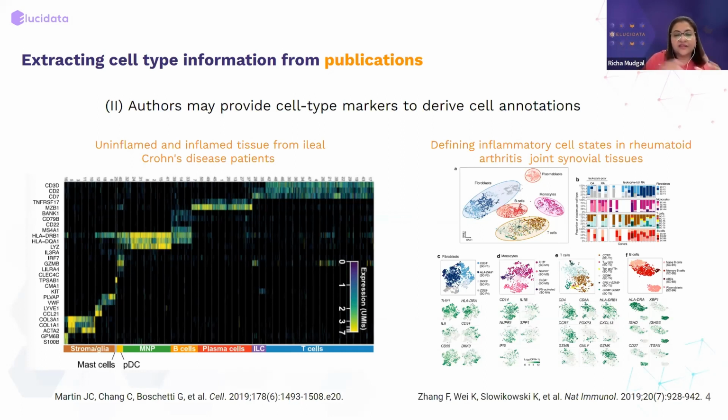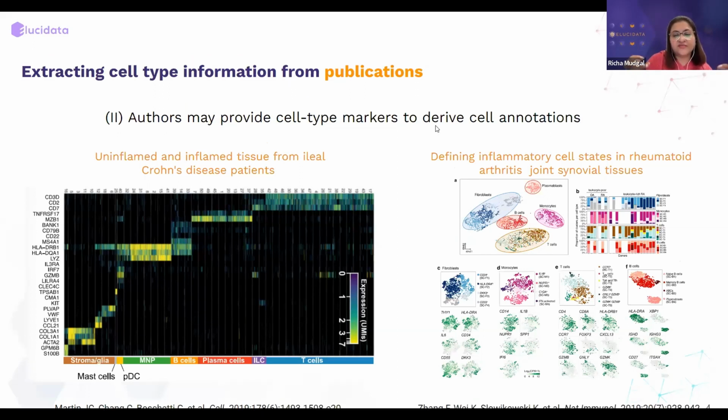Like you see in the first case, these were uninflamed and inflamed tissue from Crohn's disease patients, and what they wanted to study was at a much higher level: the B cells, plasma cells, and the stromal cells. And then for each of them, they had provided the markers that they had used to identify the cells that they have isolated and studied.